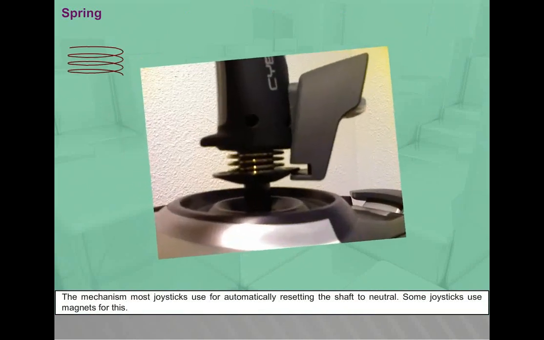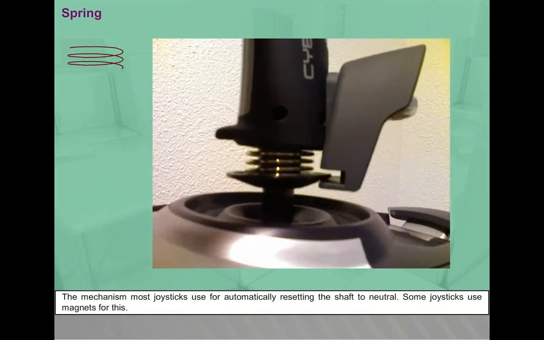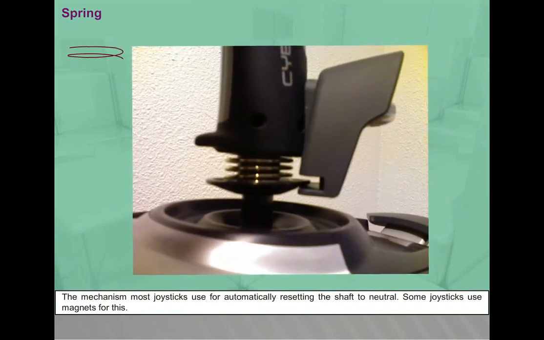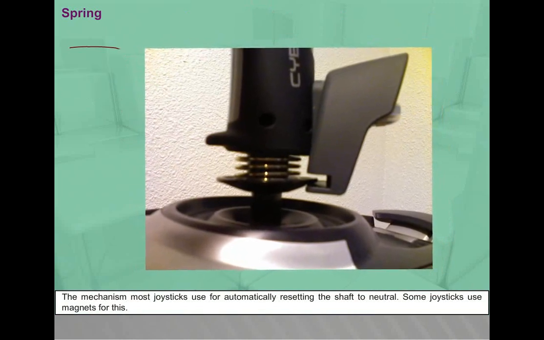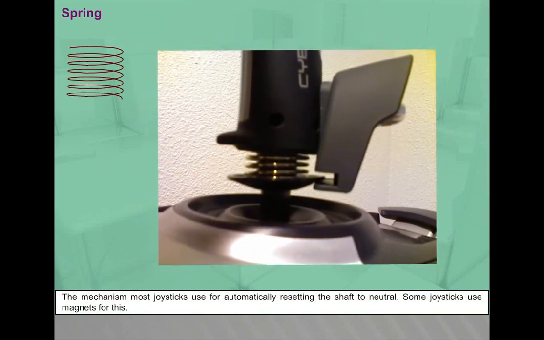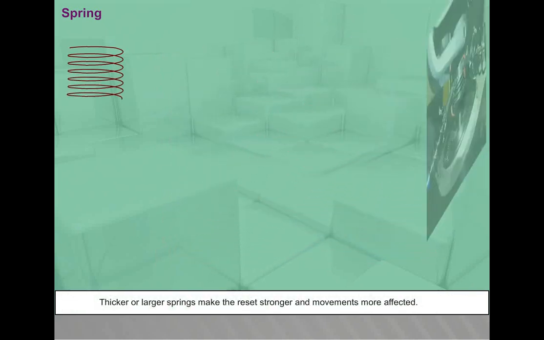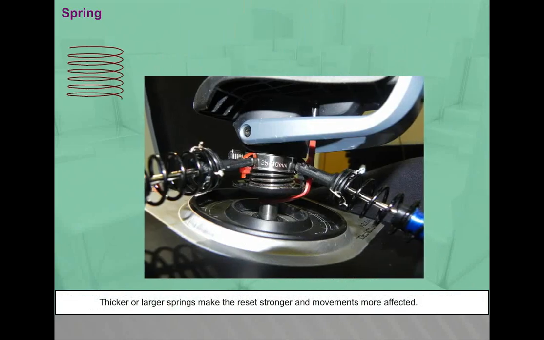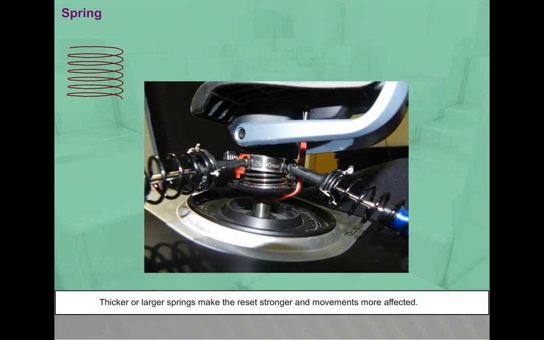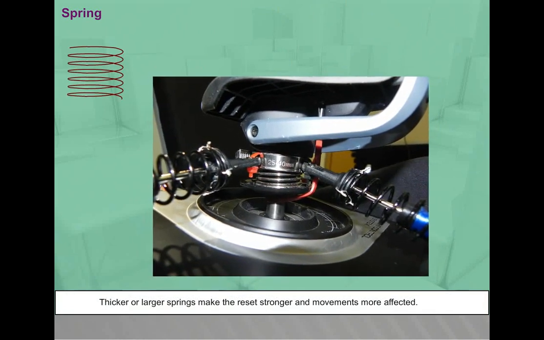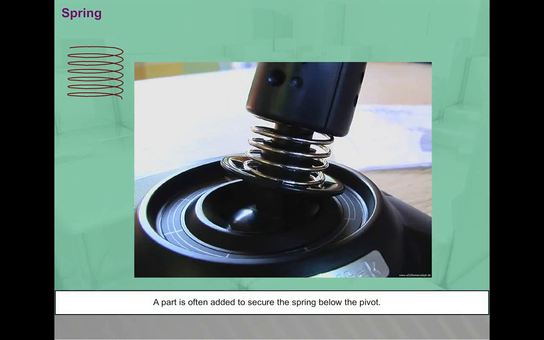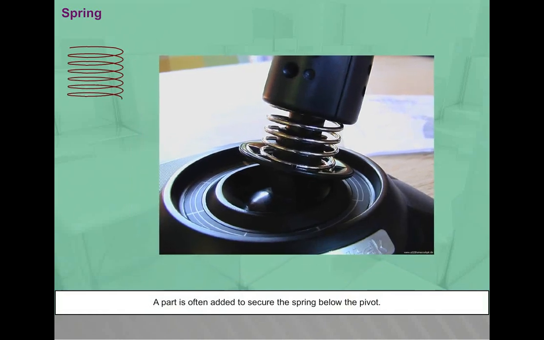Spring: the mechanism most joysticks use for automatically resettling the shaft to neutral. Some joysticks use magnets for this. Thicker or larger springs make the reset stronger and movements more effortful. A part is often added to secure the spring below the pivot.